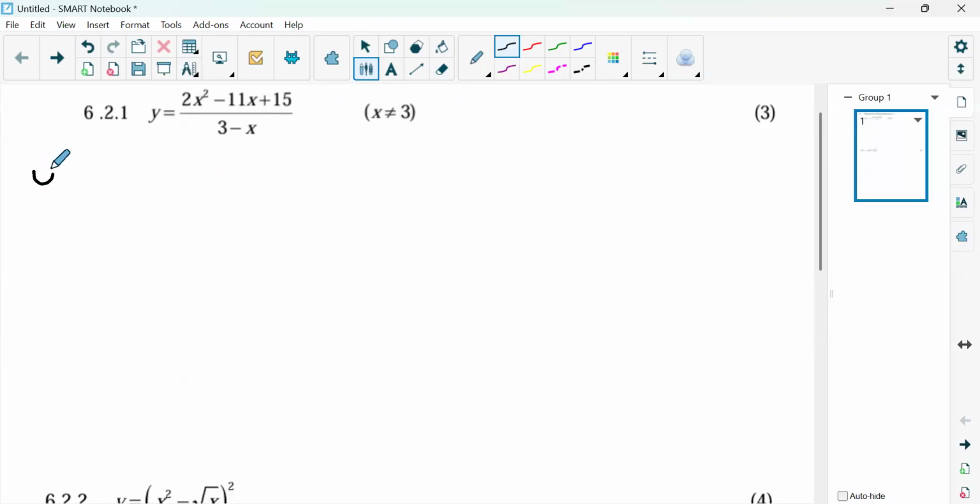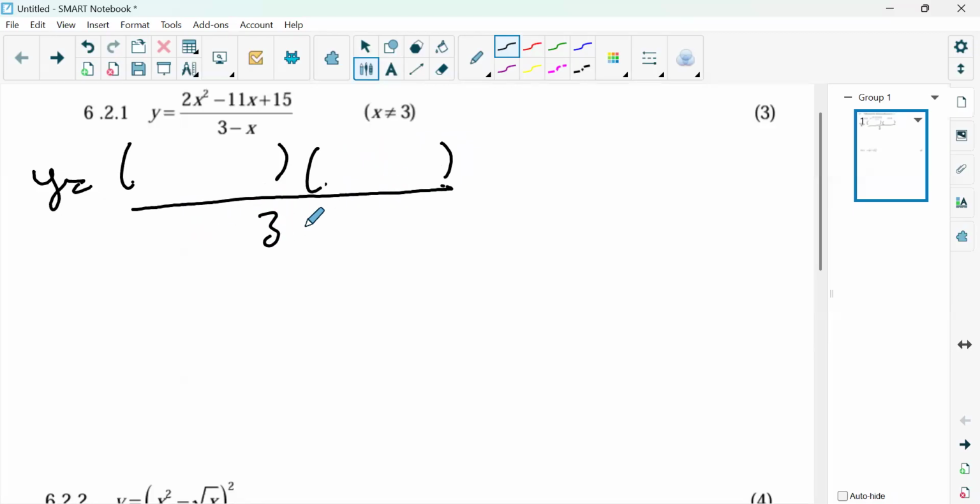We're going to open 2 brackets, so y is equivalent to two brackets, for 2x squared minus 11x plus 15. Let's start with the factors of 2x squared. The factors of 2x squared are 2x and x.